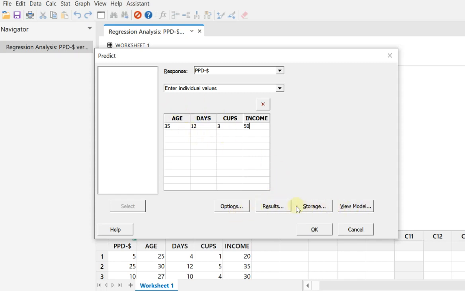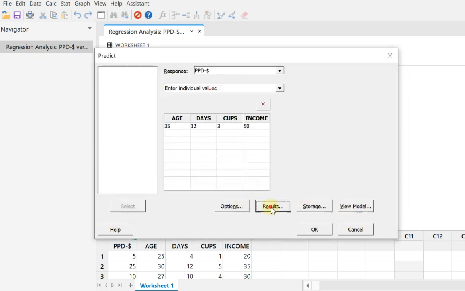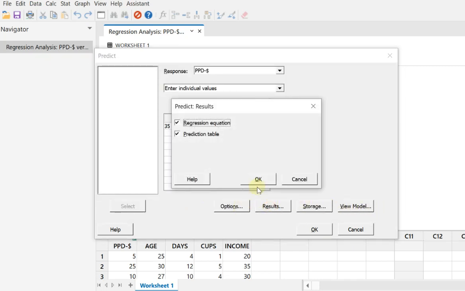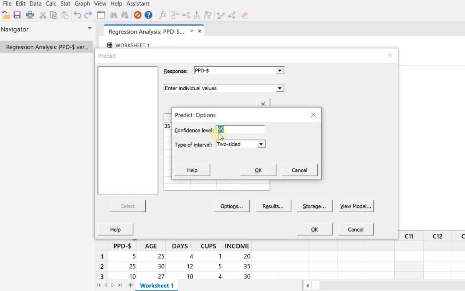Then you can look at this view model. There you go. That's just to make sure you have the right model. The model uses the current data. Close. The results, regression equation, prediction table. So you can just tweak these and see, click on them, see what happens. Options. Do you want confidence level 95%? Sure. Type of interval, usually we go two-sided. So let's do a 95%. In other words, we're going to do our prediction, confidence interval for our prediction.